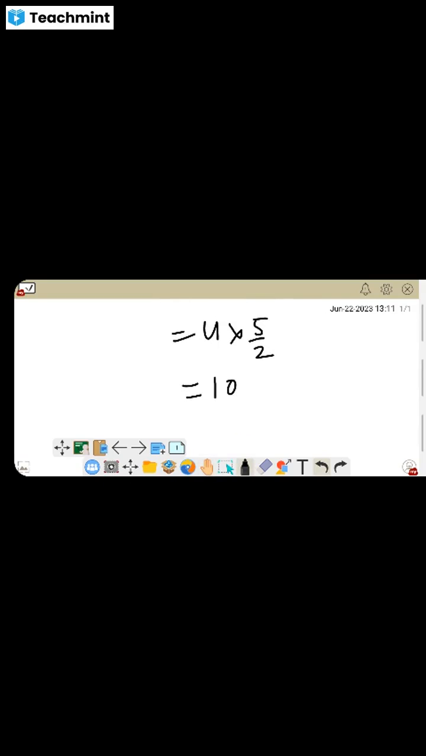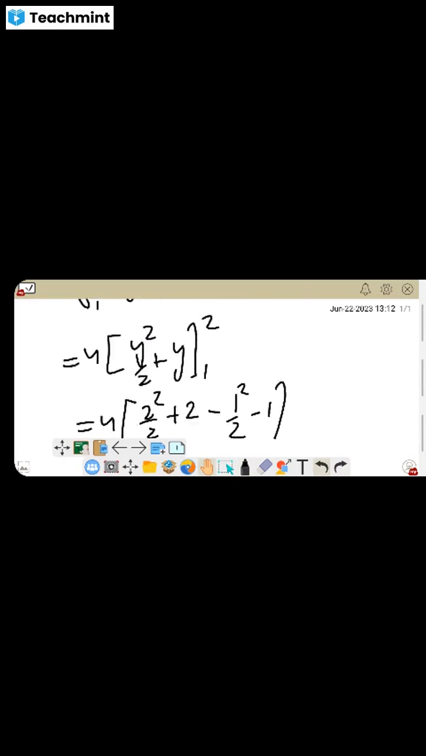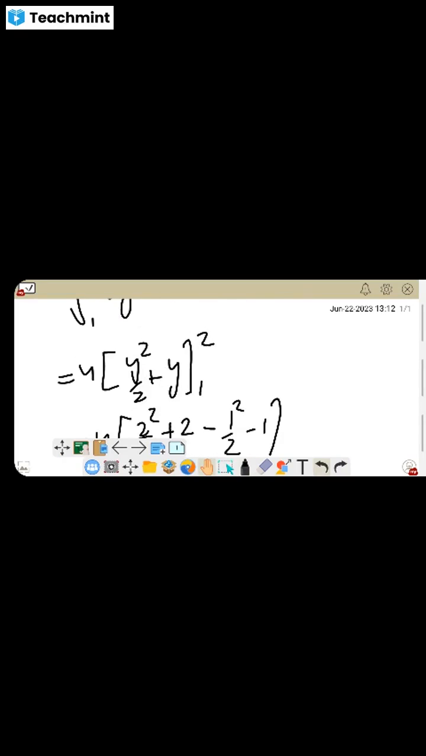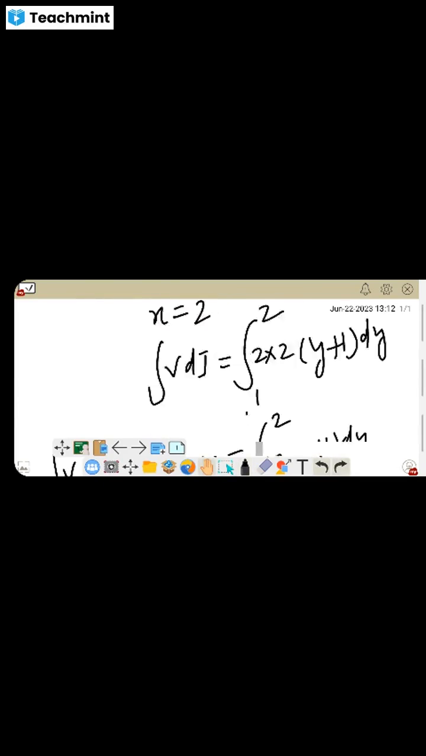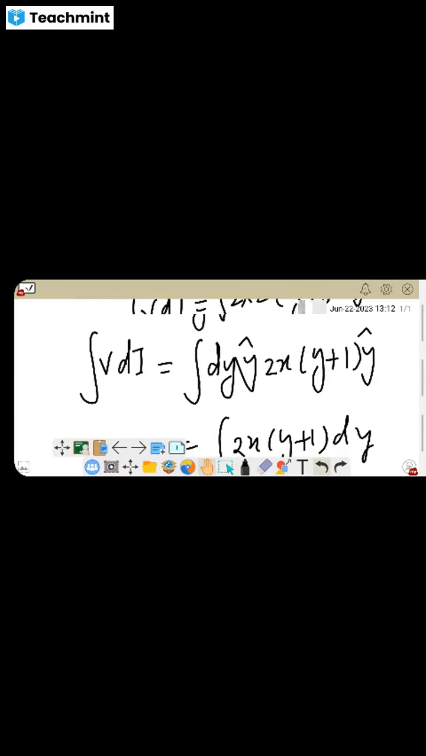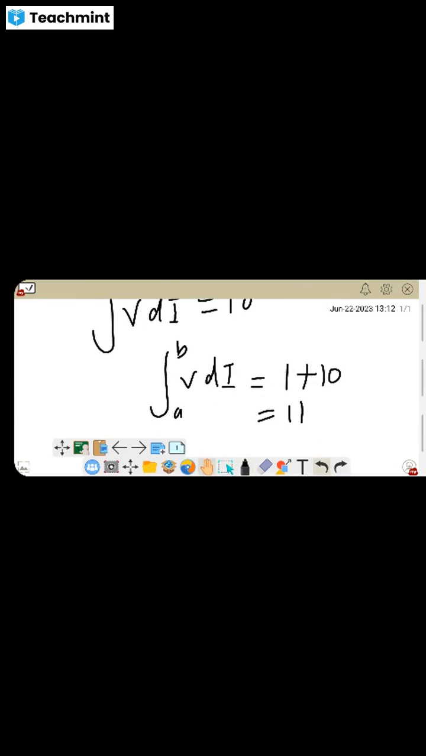This is the integration of v dot dl. So we have completed this along x and y, meaning along horizontal and vertical. We have this complete from A to B. The integral of v dot dl is equal to the horizontal part added with the vertical part, which is 11.